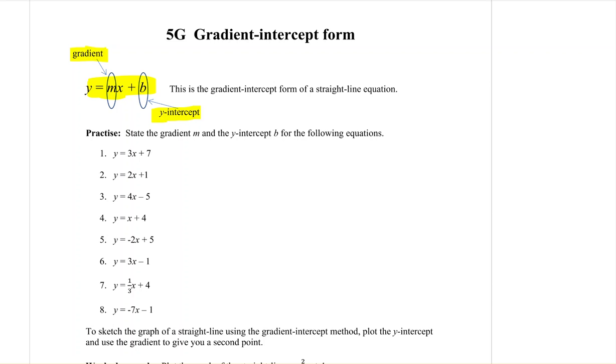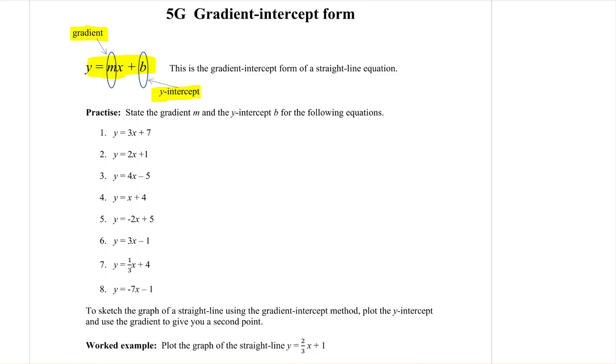But before we do, there's some questions here. It says for practice, in these 8 questions, we want to practice reading off what the gradient and the y-intercept is. So the gradient is whatever the number is in front of the x. So for the first one, in front of the x is 3. So m is equal to 3. The b is the number usually on the end, not always, but it's the number that doesn't have any x with it. So it's the 7.